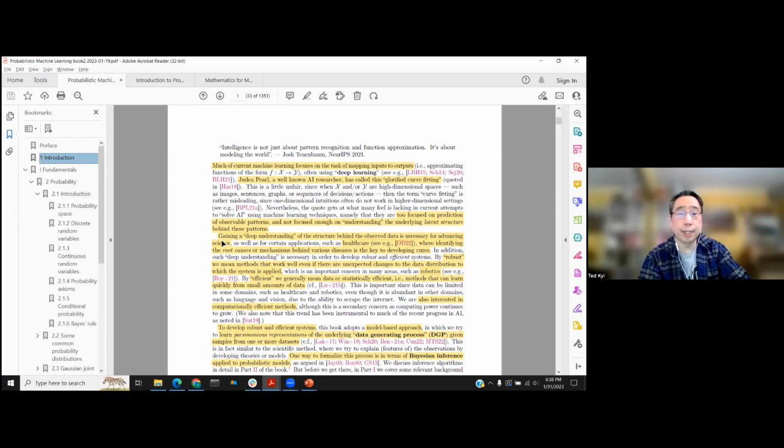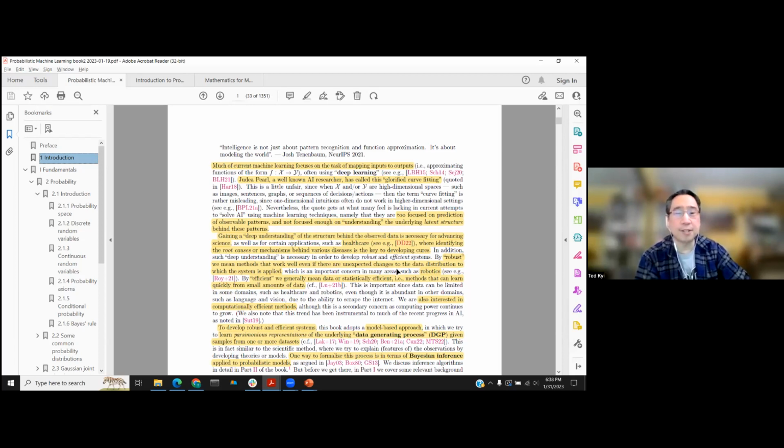So continuing, gaining a deep understanding of the structures behind the observed data is necessary for advancing science. An example is healthcare, where identifying the root causes, the mechanisms behind the disease, not just the symptoms, is the key to developing cures. Okay, we're not going to get into a side conversation about Western medicine just treating symptoms; that could be a whole other session where we go down the rabbit hole.